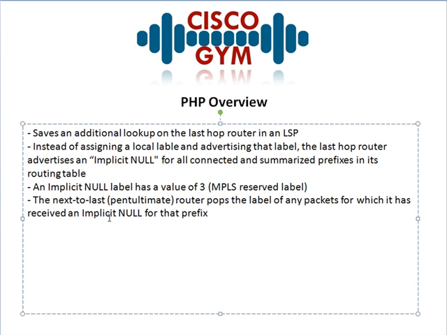And the next to last hop, next to last, which is actually what the word penultimate means. I probably should have told you that a little earlier. The next to last router pops the label of any packets for which it has received an implicit null for that prefix. And that's me getting a little wordy. Basically, if it gets an implicit null from a neighbor, it knows to pop the label for that prefix. Let's go ahead and jump on the CLI and take a look at this in action.